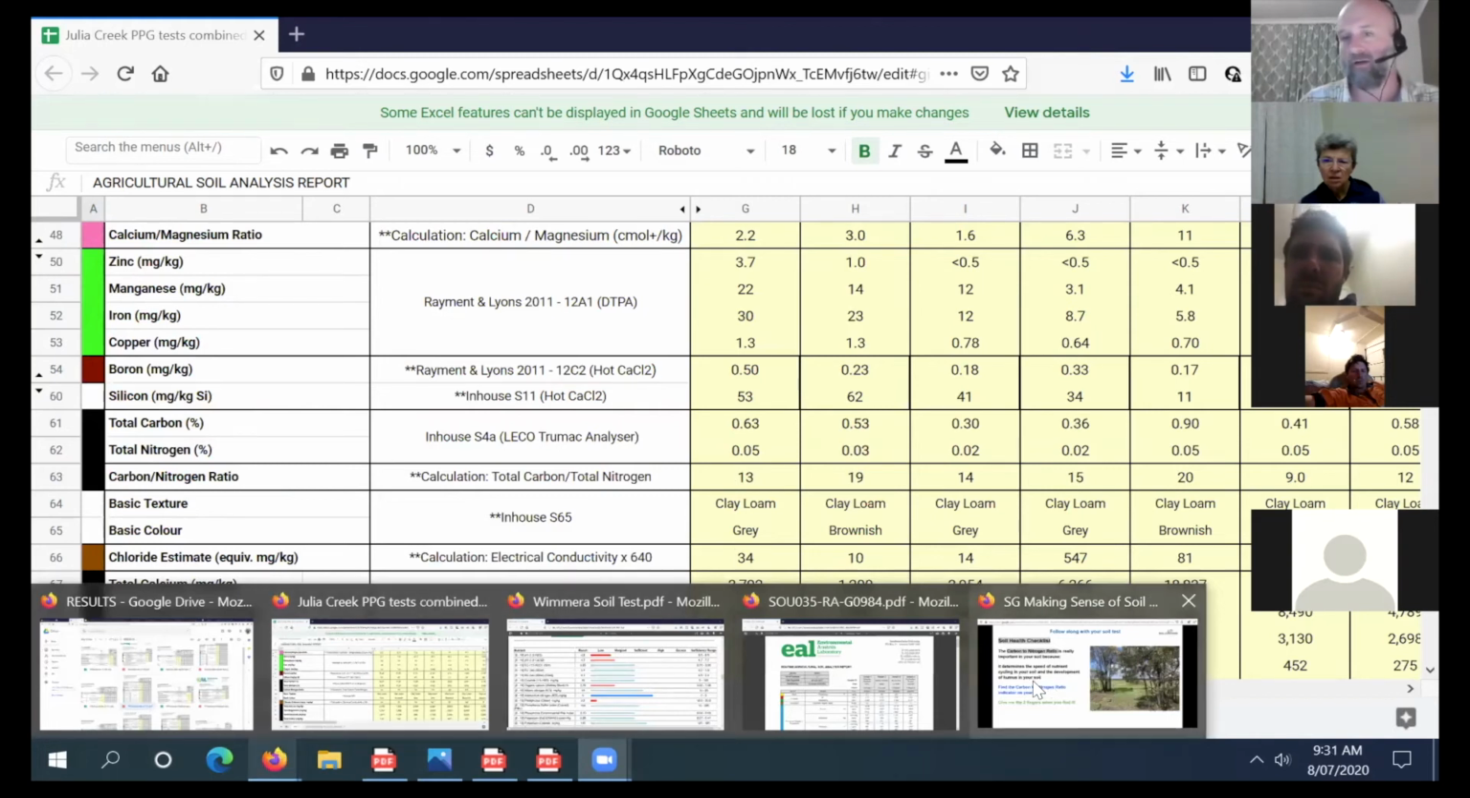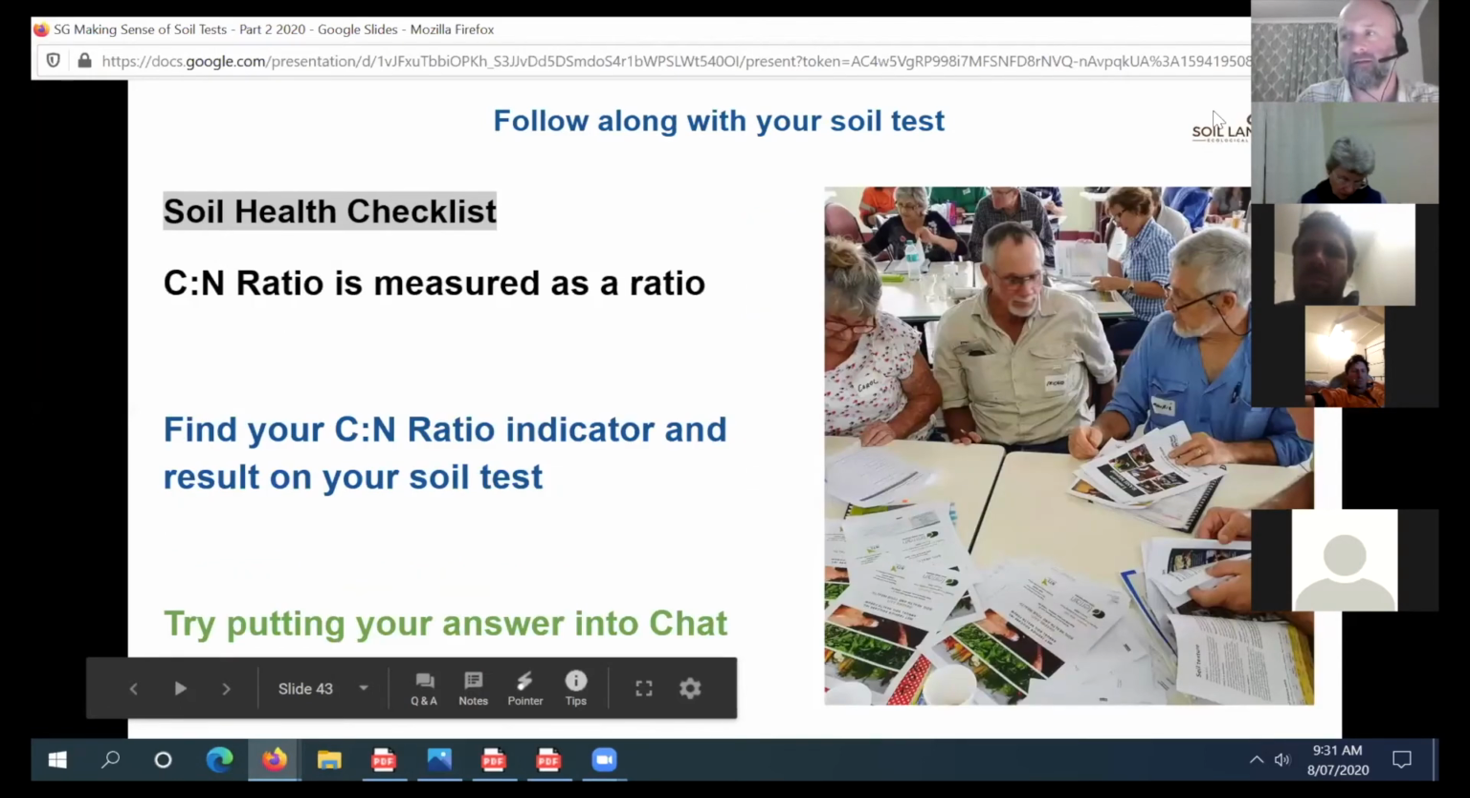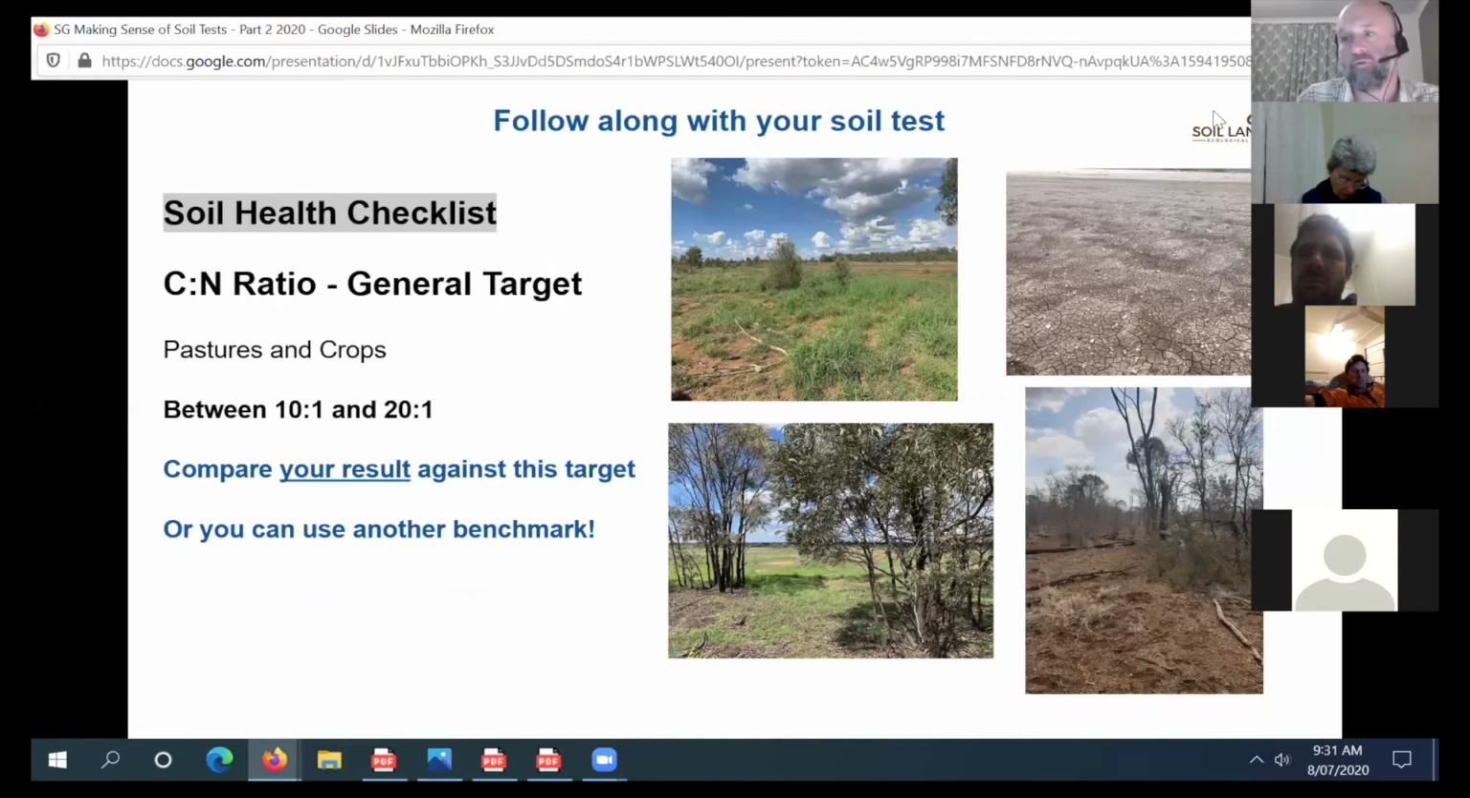Trees don't mind, but pastures, yes. So I'll give you the range. So you guys have found it. A good target, in my opinion, is basically between 10 to 1 and 20 to 1. So as long as you're between that range, then you're all good.